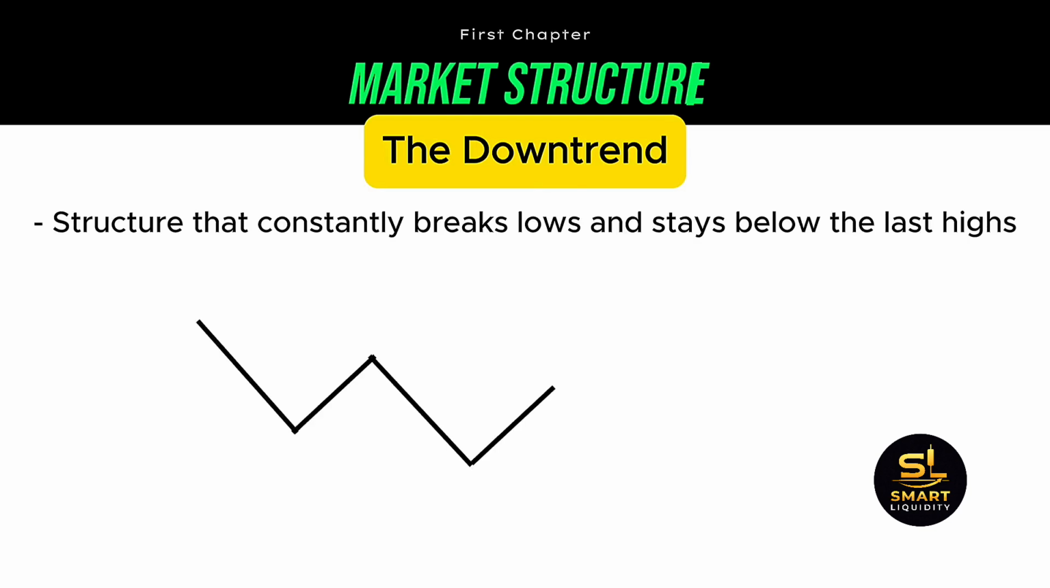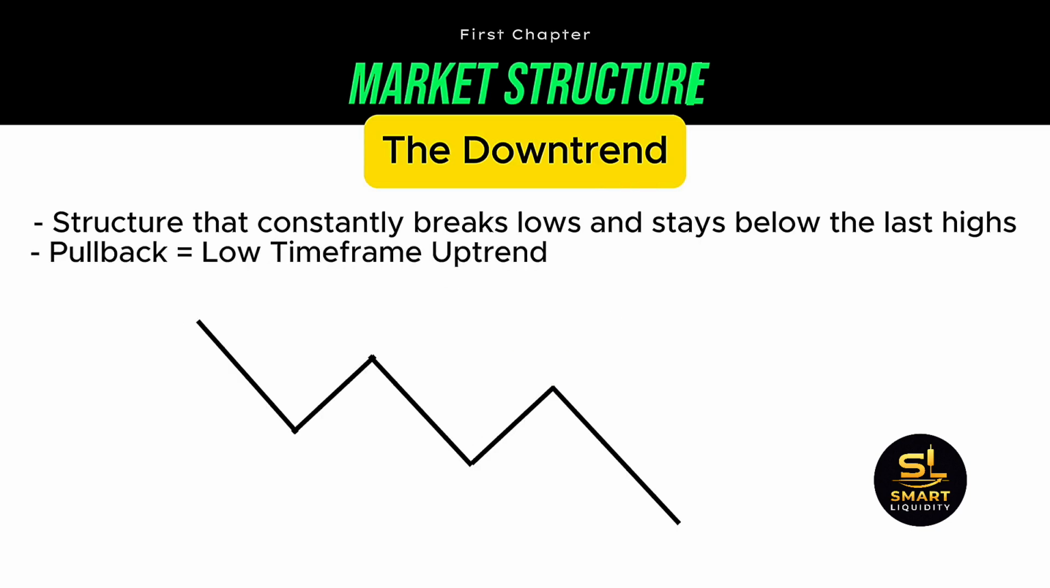Then the pullback on a downtrend is to the upside, meaning that this pullback is a low time frame uptrend that reverses and aligns with the high time frame trend once the pullback ends, and practically after it dumps down and breaks the past lows. This is the simplest explanation and representation of the downtrend.